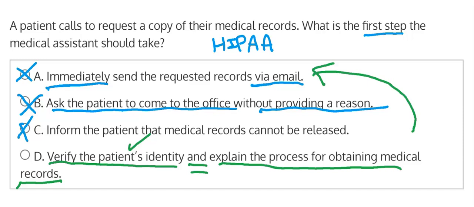Well, we're explaining the process. So maybe in your office, the process is that it has to be faxed, or they have to come in person, or whatever the rules are. And this will be explained to the patient, and not without providing a reason, which was the issue with option B. So option D is taking option A and option B and tweaking them, putting them together to appropriately address the situation. So option D will be your correct answer to this question.